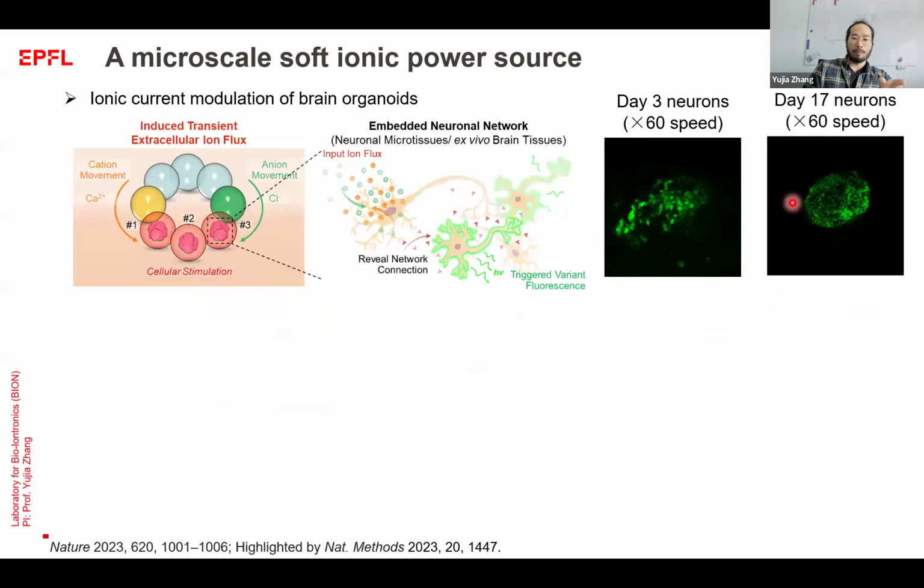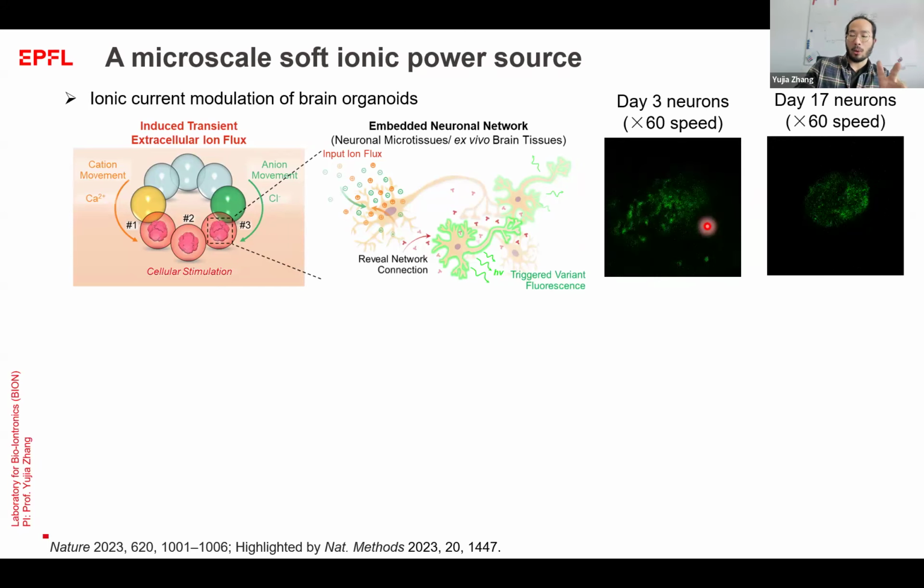But the most important or actually unique application we can do is to use this droplet battery to stimulate or modulate cell activities. In this case, we use neuronal organoids as an example, and we combine the neuronal organoids into some droplets, and we combine the droplet with our droplet battery, as you can see here. And when the output ionic current passes through the neuronal organoids, the ionic current will modulate the neuronal activities. In this case, we use intracellular calcium dyes to investigate the neuronal activity.